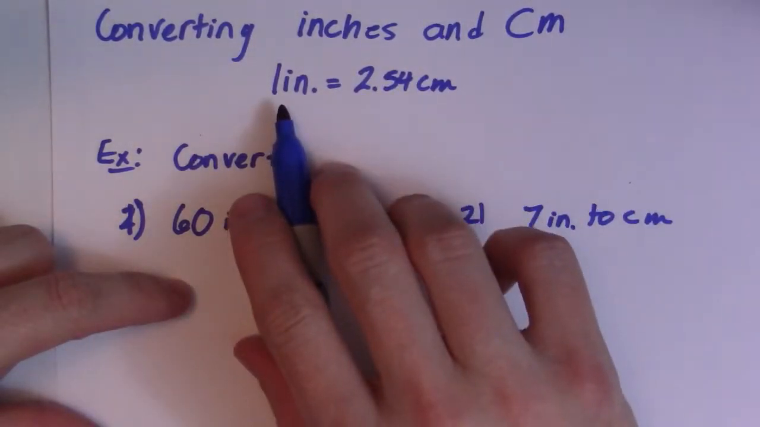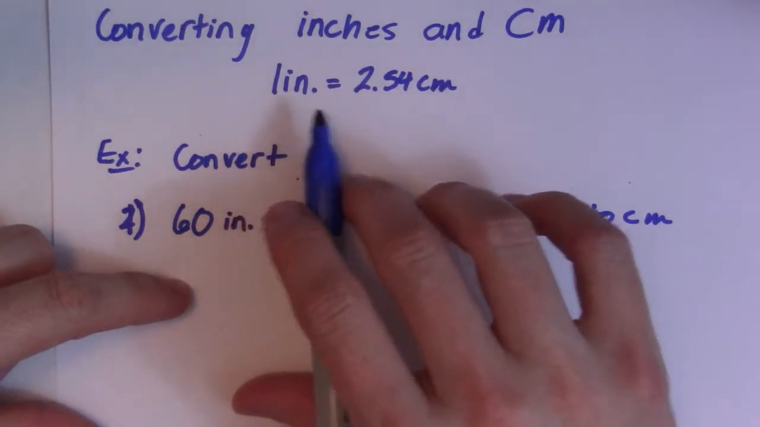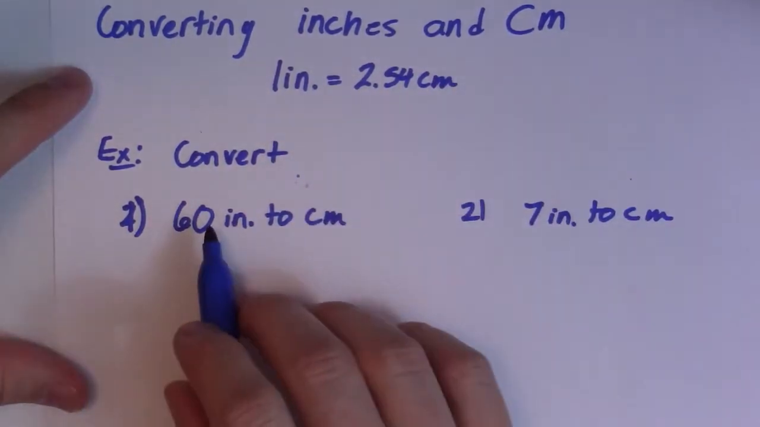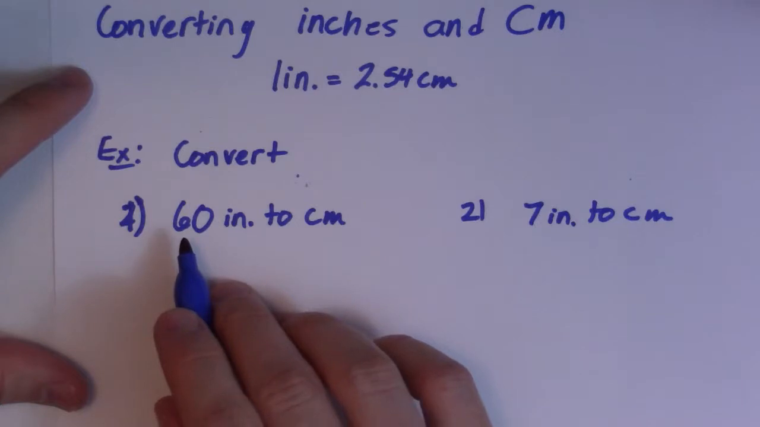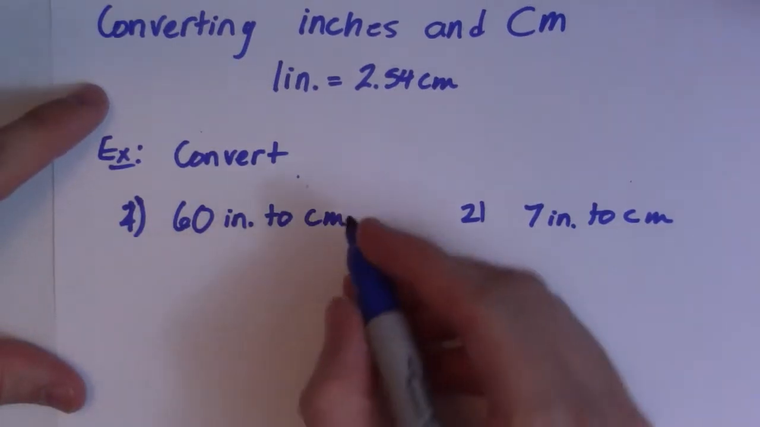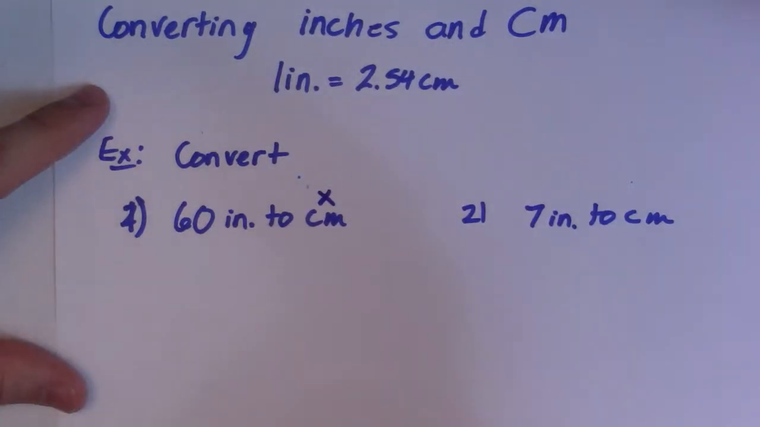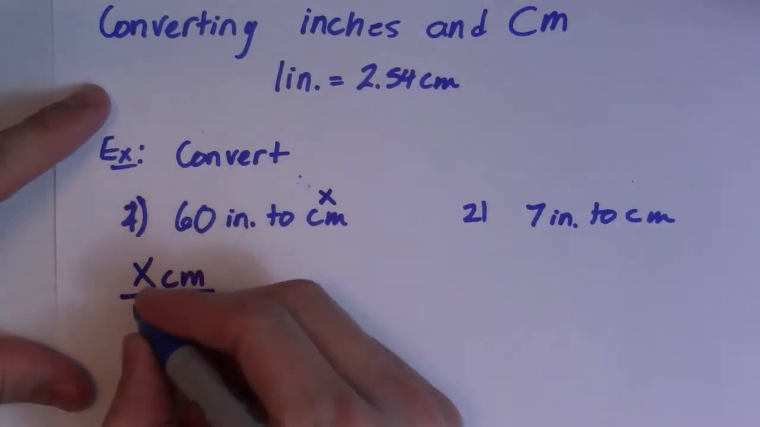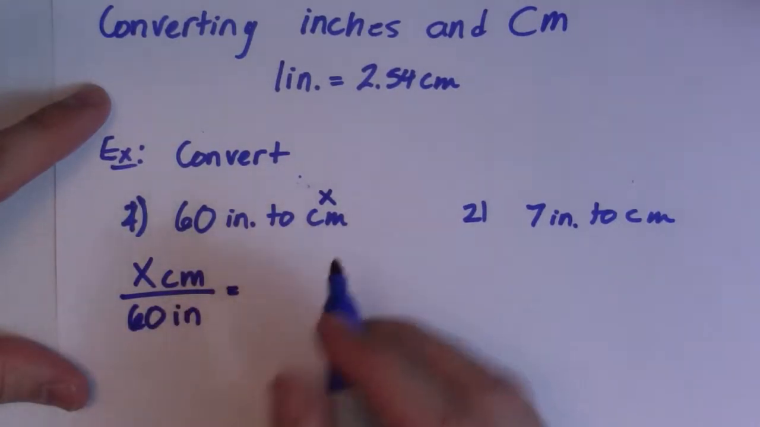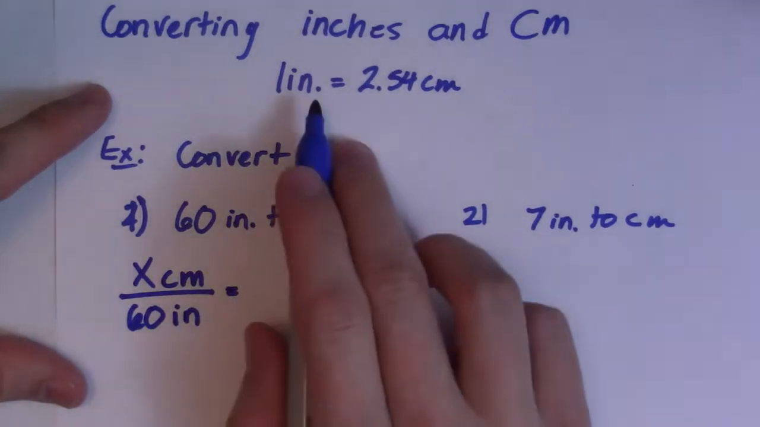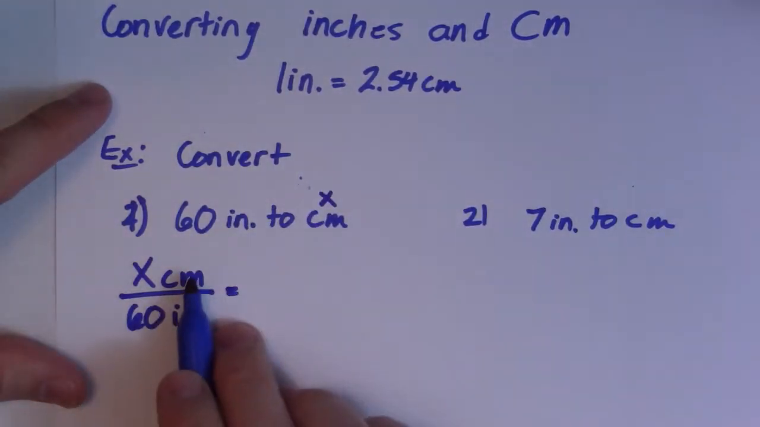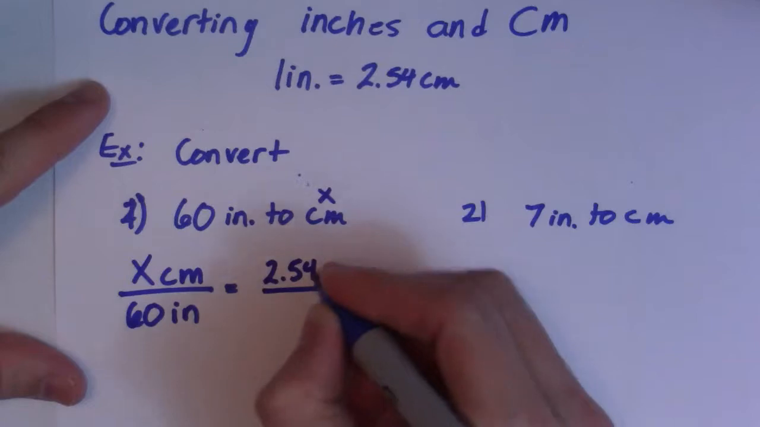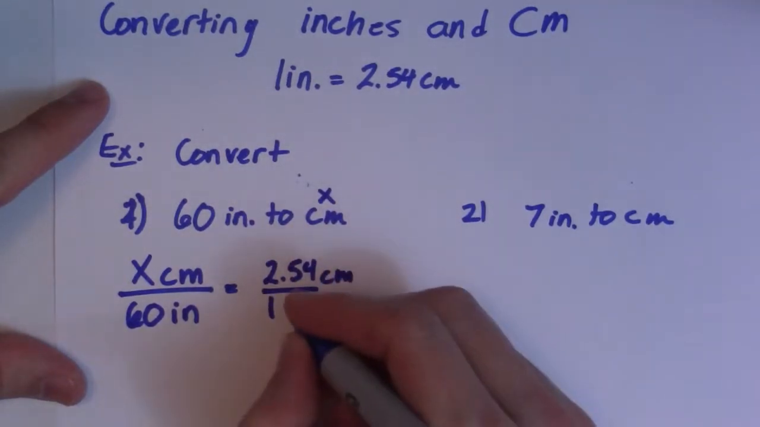I'm going to use the proportionality statement, the conversion factor, that 1 inch is equal to 2.54 centimeters. How I do it is I look at what I'm given. I want to convert 60 inches to centimeters. I want centimeters, so I'm going to call my centimeters amount x. So I say x centimeters over what I'm given, 60 inches. Then I take my conversion factor and just match the units. If I have centimeters on top, in my other fraction I'm going to have centimeters on top. So 2.54 centimeters divided by 1 inch.